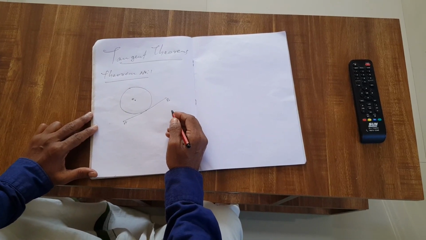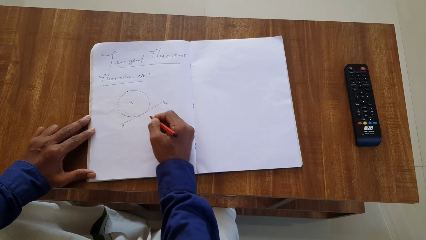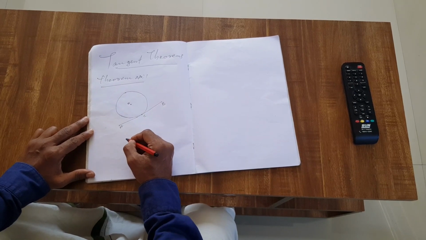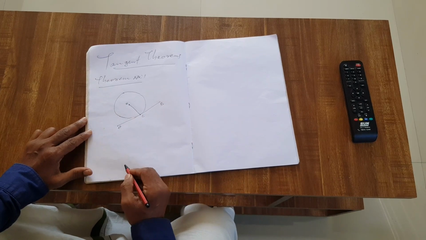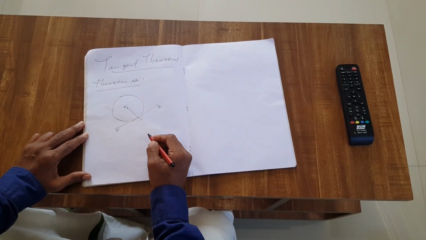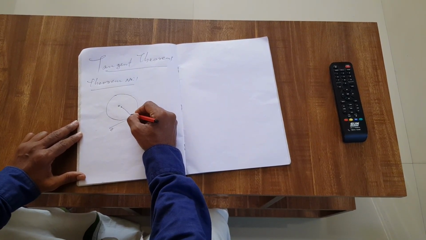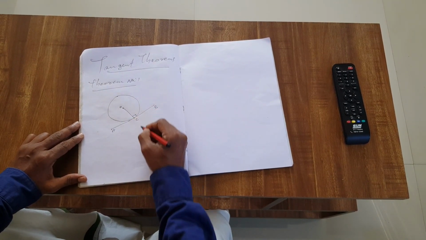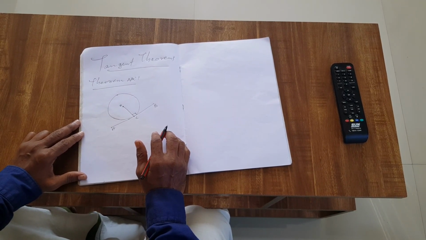The point where the line touches the circle is called the point of contact. Here suppose C is the point of contact. Then OC is the radius to the point of contact. AB is the tangent line. OC is the radius to the point of contact. And the angle between the tangent line and the radius to the point of contact will always be 90 degrees, a right angle. This is theorem number 1.